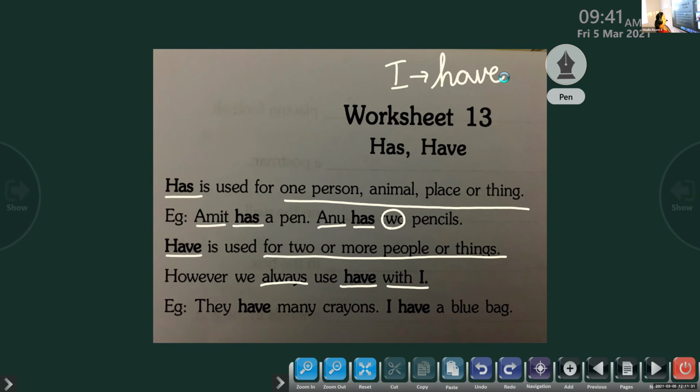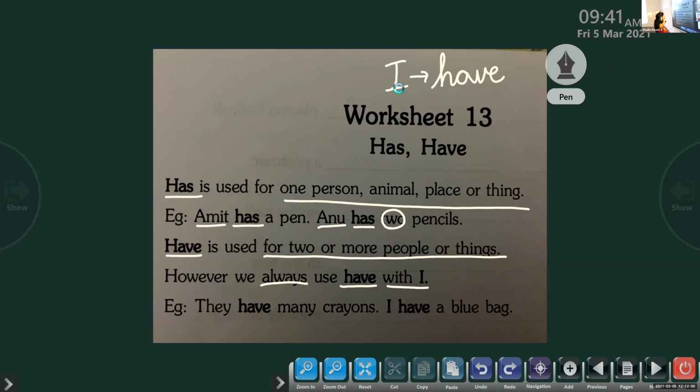H-A-V-E. That is one change to this rule. Are you able to remember all these things which we have done previously? Always remember, we must use have with I. And when do we use I? To speak about whom do we use I? Ourselves. To speak about ourselves.